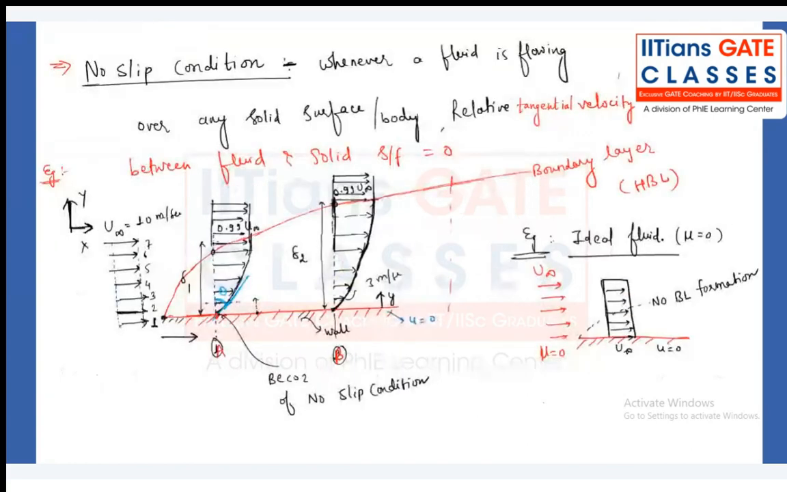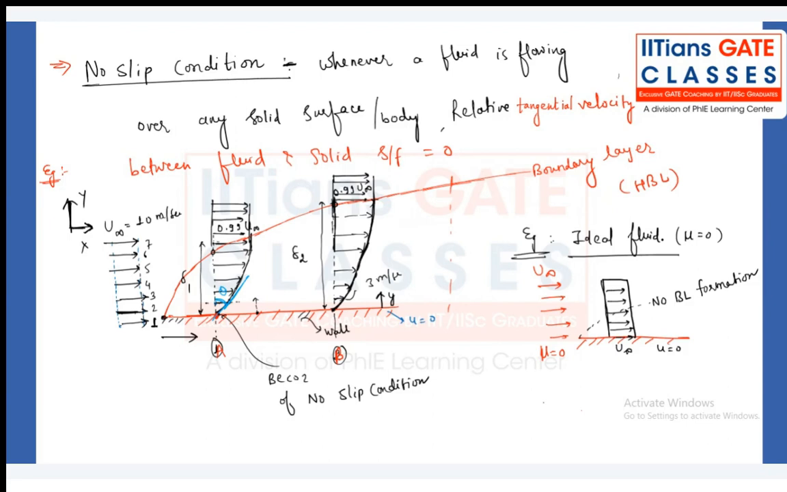Have all of you noted down? Now, my dear friends, note down this particular concept called no slip condition. Whenever a fluid is flowing over any solid surface or body, the relative tangential velocity between the fluid and the solid surface will be equal to zero.